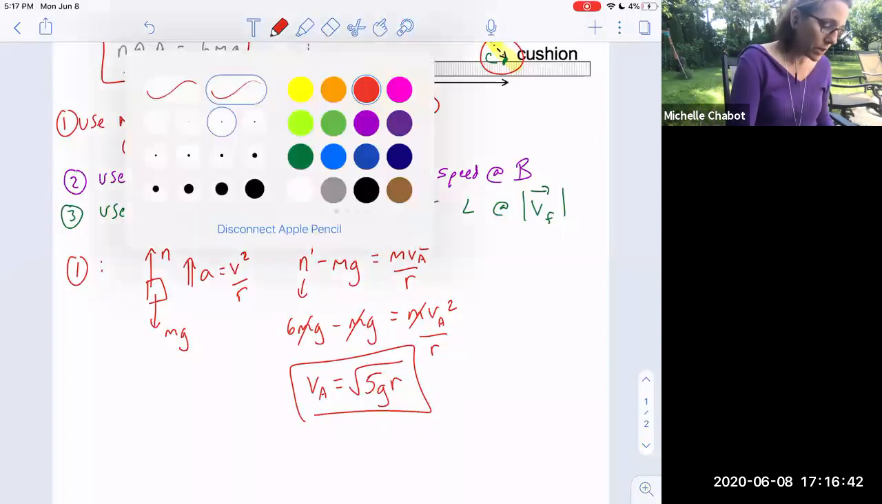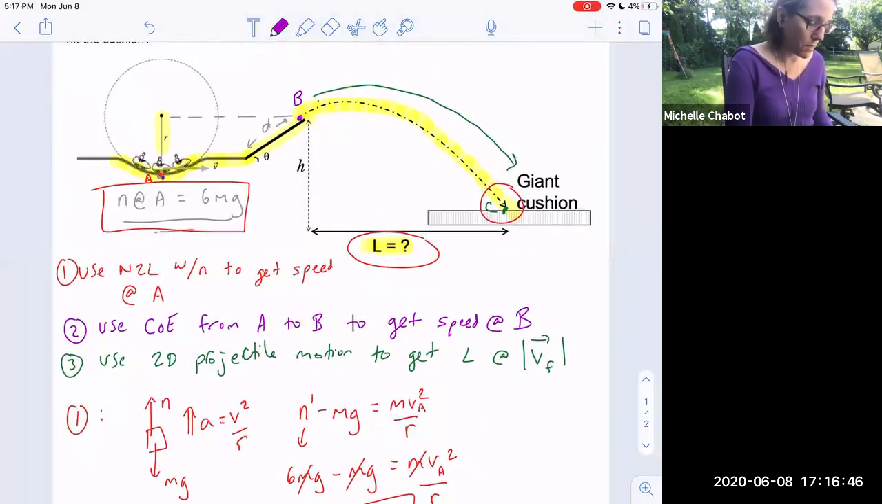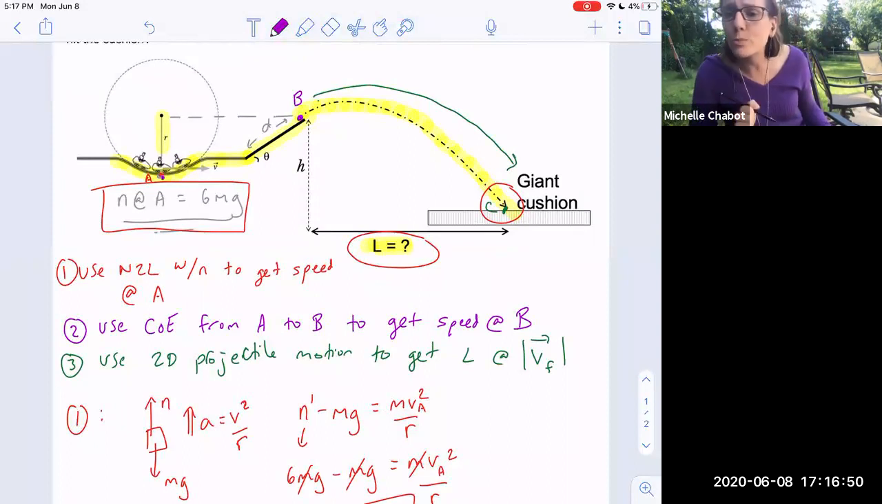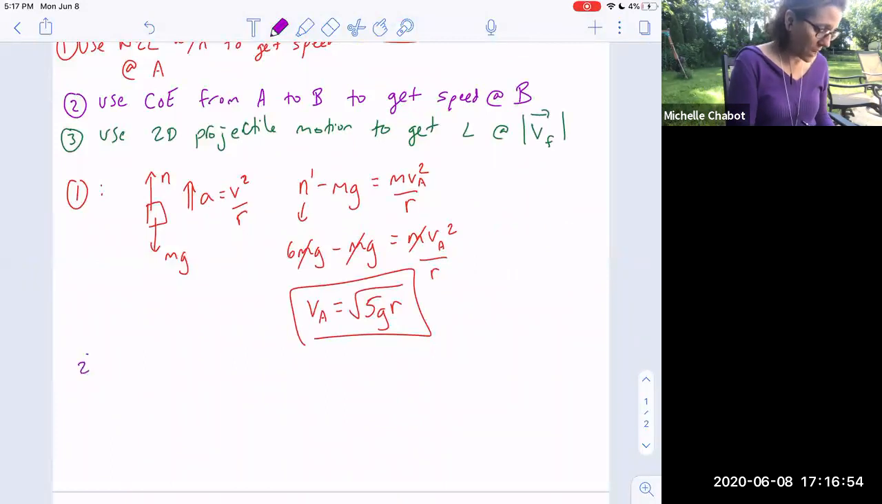Now I want to do my conservation of energy step. My conservation of energy from the bottom, where I just found the speed, to that higher height. There's no springs, there's no friction. So it's a really straightforward conservation of energy step.